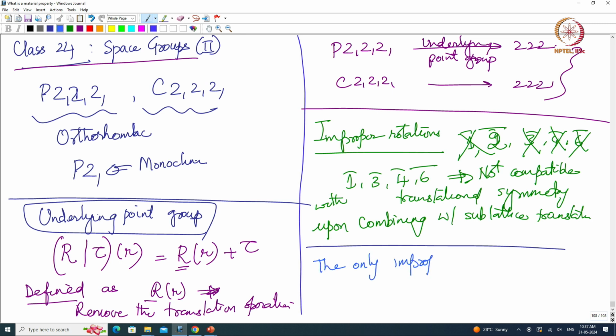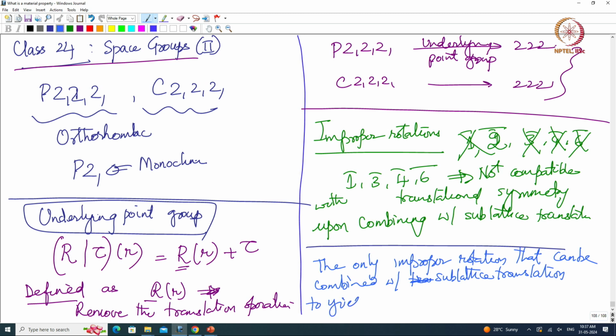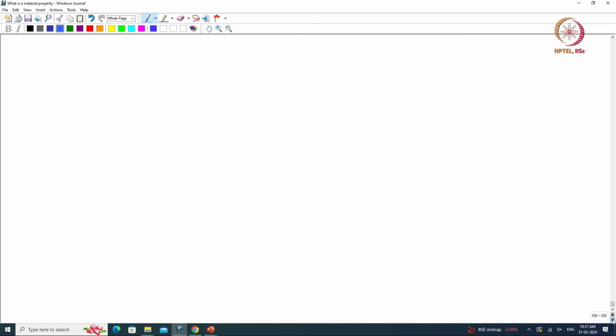the only improper rotation that can be combined with translation, with the sublattice translation, to yield a space group operation is 2 bar. Now, what is 2 bar? 2 bar is also nothing but mirror, right. So, 2 bar about an axis is a mirror which is perpendicular to that axis. Okay.